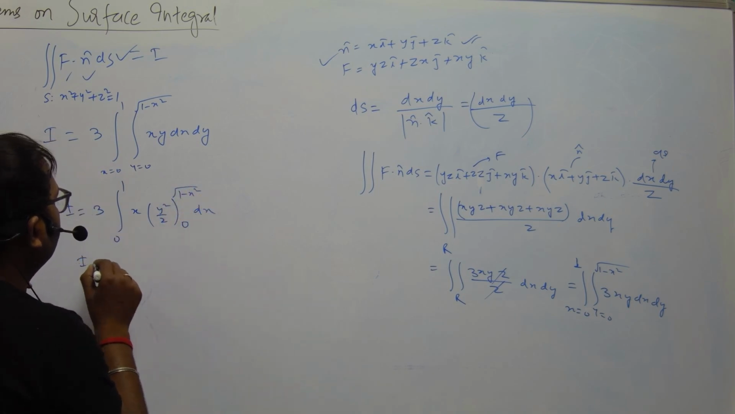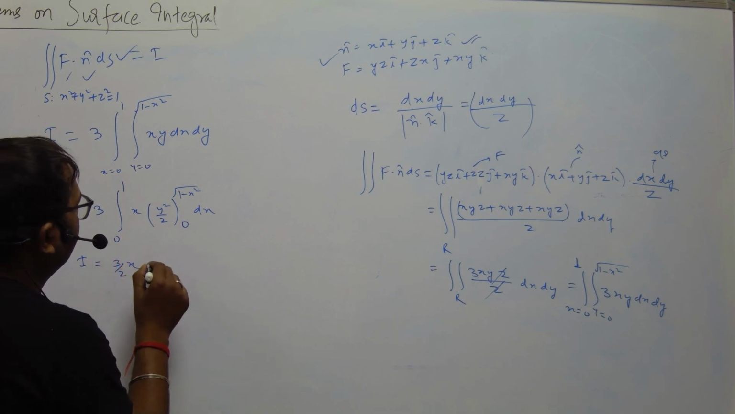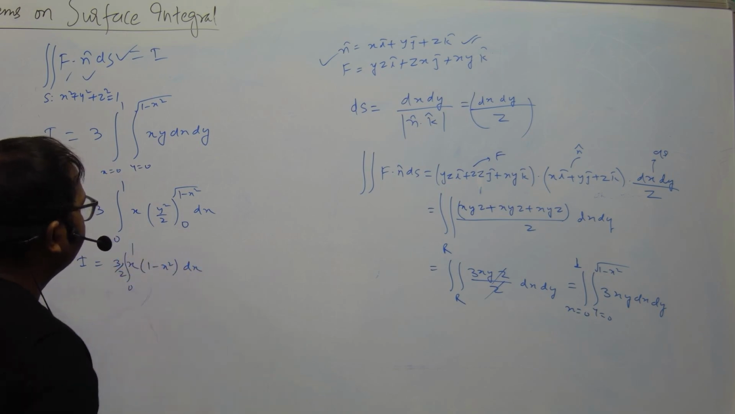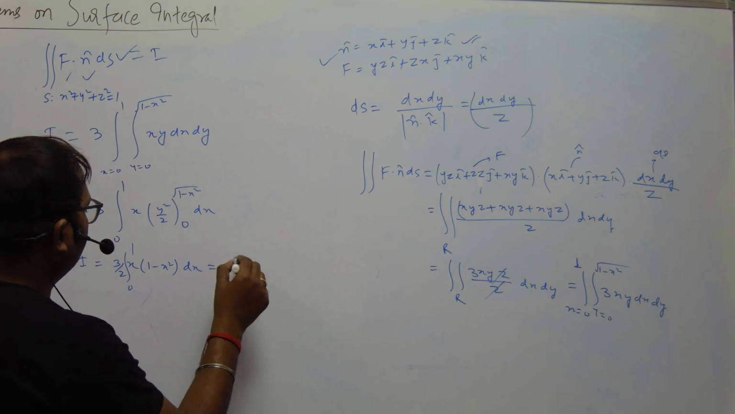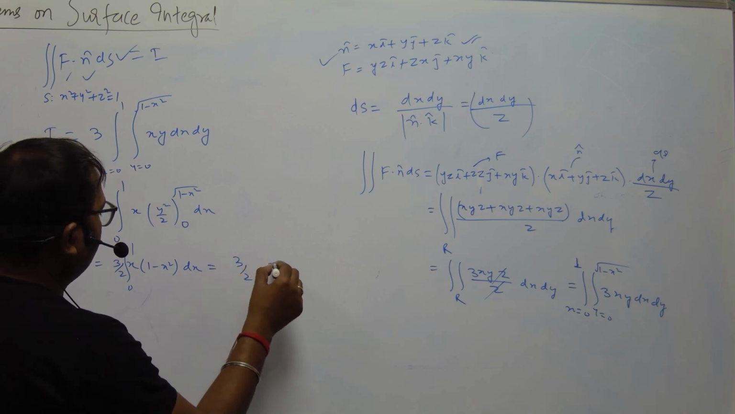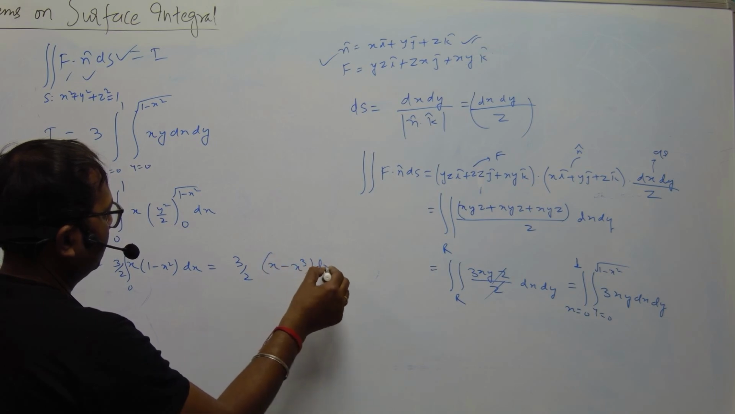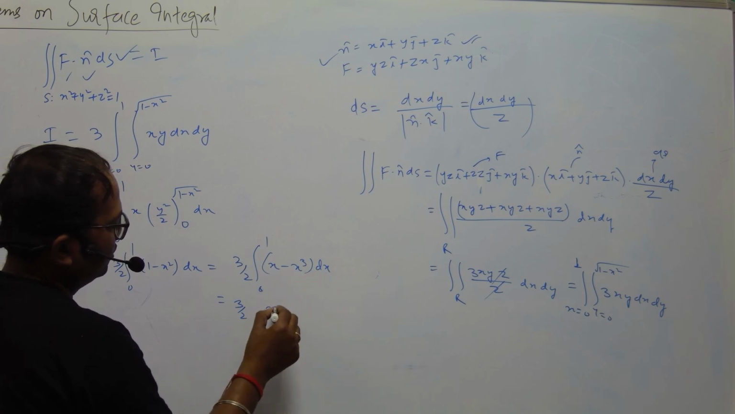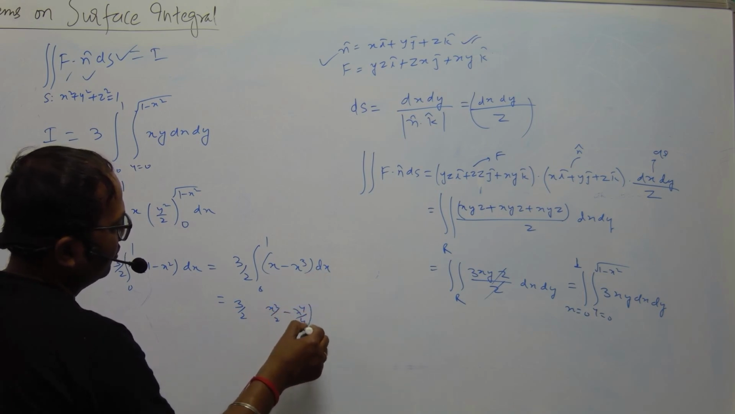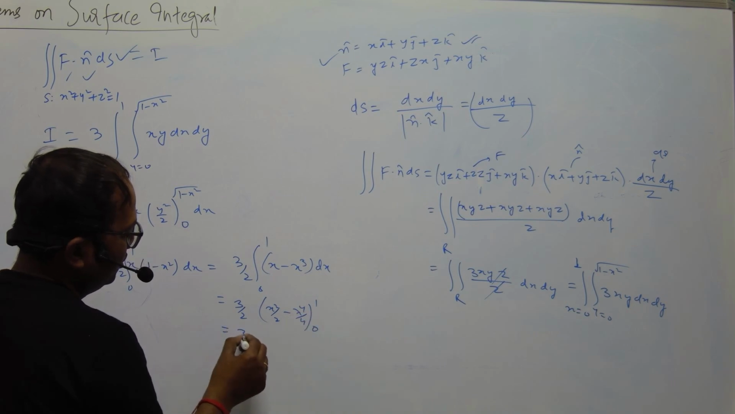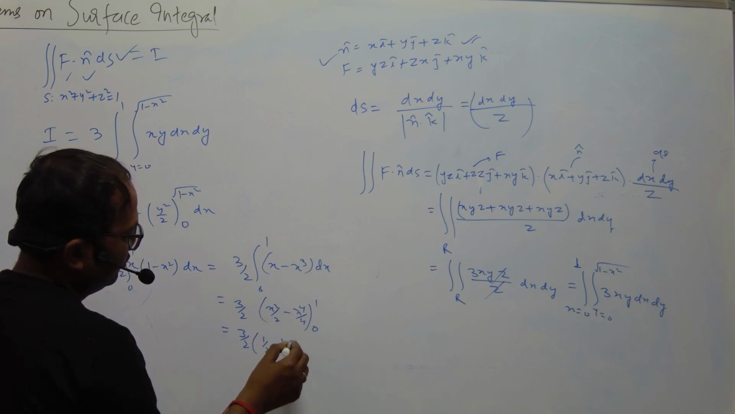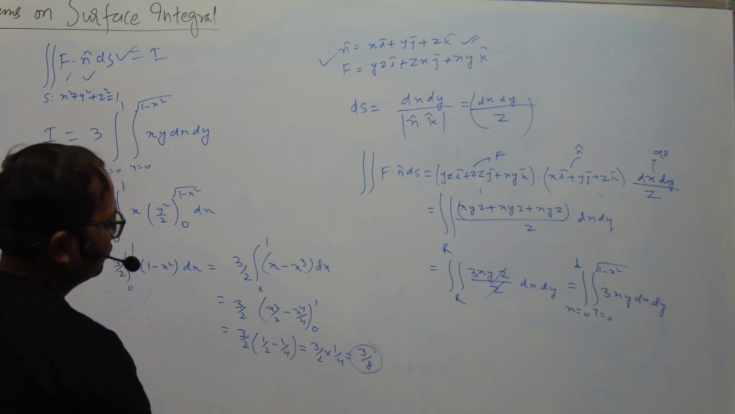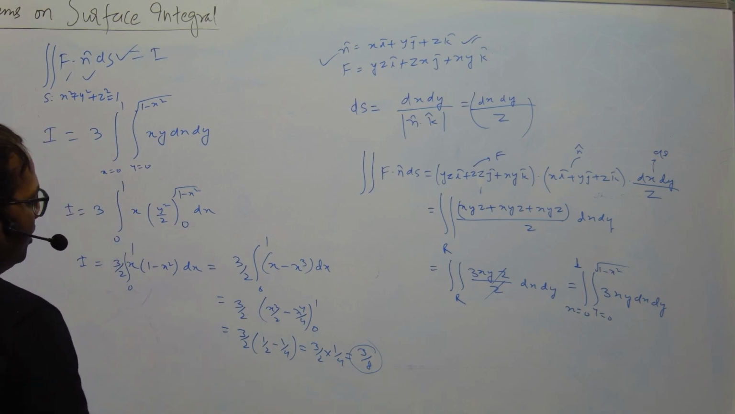We have I is equal to 3 upon 2 times the integral of x into (1 minus x square) dx, 0 to 1. This is equal to 3 upon 2 times x square by 2 minus x to the power 4 upon 4, with limits 1 and 0. So 3 upon 2, 1 upon 2 minus 1 upon 4, which is 3 upon 8. So 3 upon 8 is the value of this expression. F dot n cap ds is 3 upon 8.